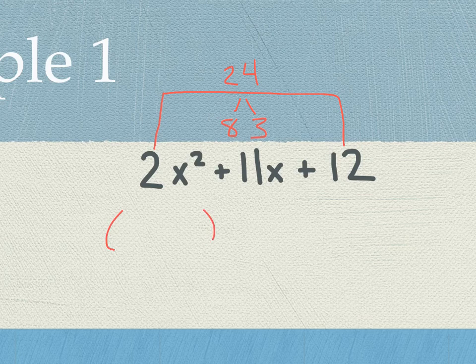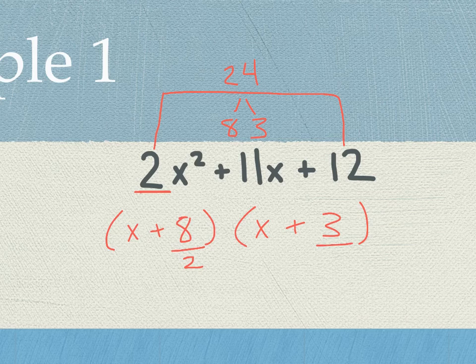So we're going to do our two parentheses, just like we've been doing before. We're going to have our x's, just like before, and then we're going to put plus 8 and plus 3, but we still have to deal with this 2 out front. So what we do now is divide our numbers by 2. If it goes in evenly, we leave it there.